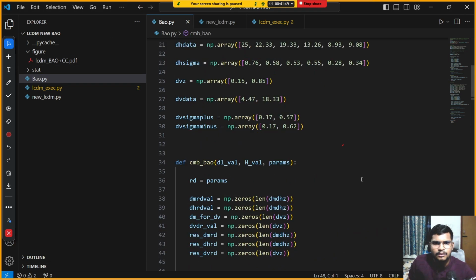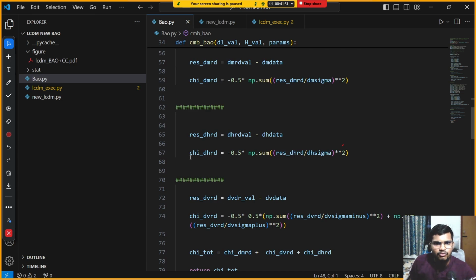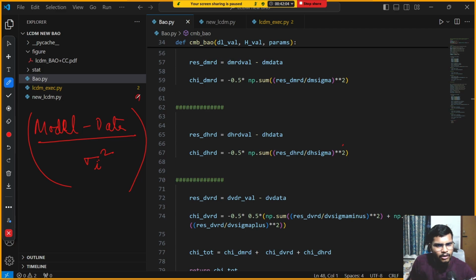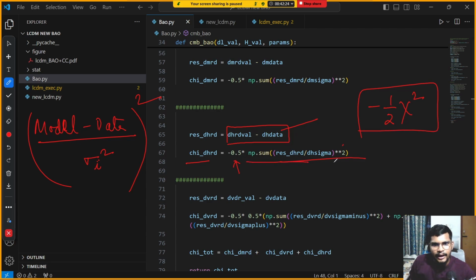Where is chi-square? Yeah. So now, first of all, I have to find the residual. Residual means the model minus data. First, you have to do this for the chi-square analysis, and then you have to divide by sigma_i for each data set, right? Model minus data, because it is going to be squared, so no problem. The residual is the dH/rd value we have calculated minus the data point, and then I'm going to square it. Again, you have to multiply by minus half, because in the likelihood you are calculating half chi-square, right? This is my chi-square, this is my half, and this is done.